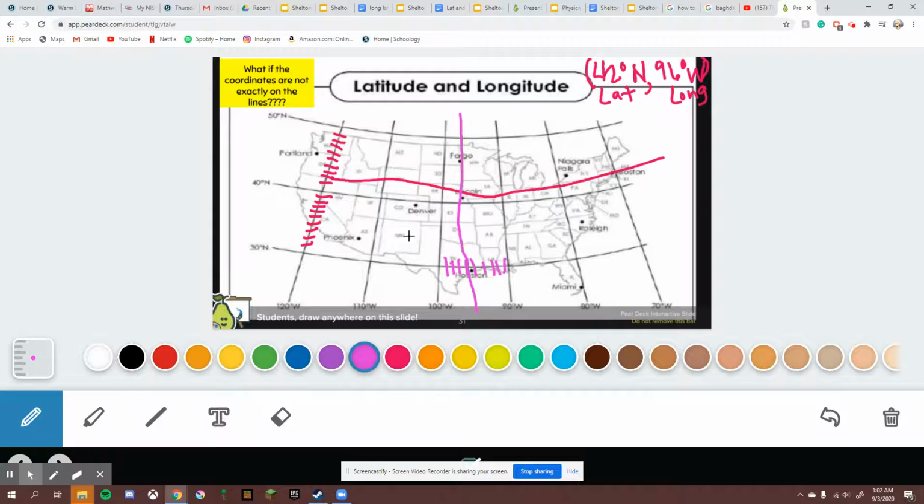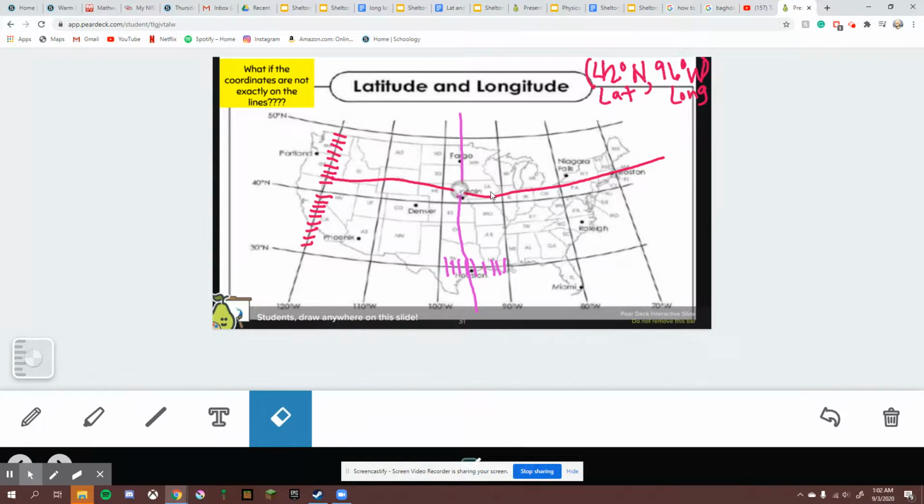Okay, so what I'm trying to do is find what city is where these two lines meet. Now, my lines are not perfect, but what city is right there? Let's erase my line a little bit so we can see the name of the city. What city is underneath that? It's Lincoln. So if somebody told me 42 north, 96 west, that's Lincoln, Nebraska.